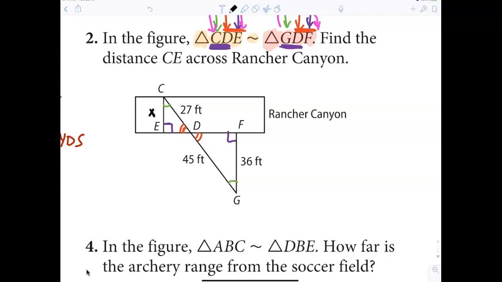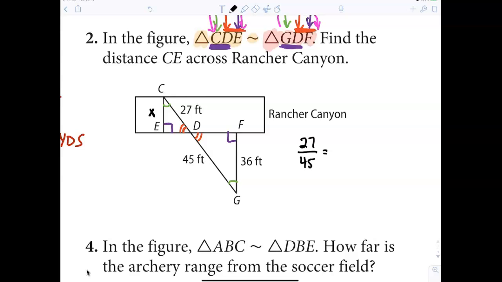Set the proportion up for me. Try. 27 over 45. Yes, hold on. Very good. 27 over 45. And 36.